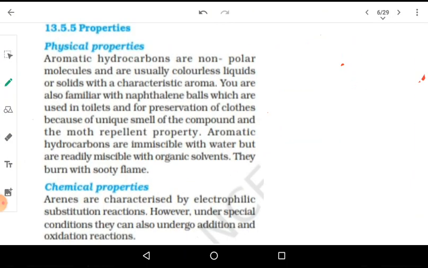which is the properties of benzene. First, let's discuss the physical properties of benzene. Benzene or any other aromatic hydrocarbons are always non-polar molecules, and they usually exist as colorless liquids, or they can also exist as solids like the naphthalene balls which we use. They are solids and they have a characteristic aroma.